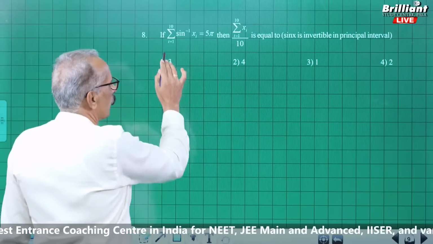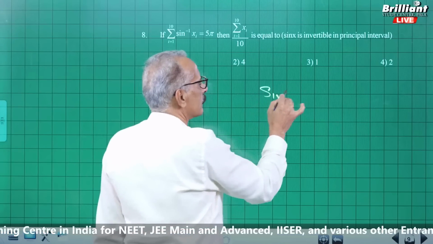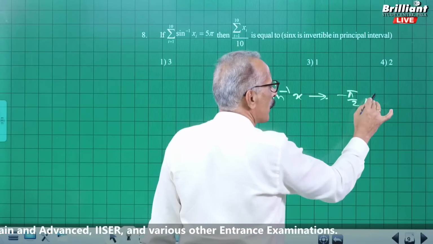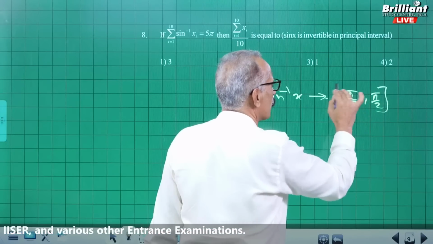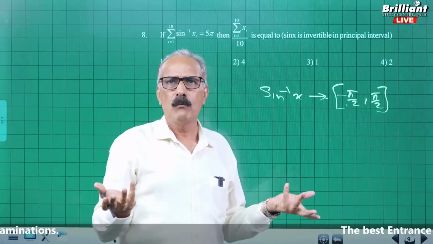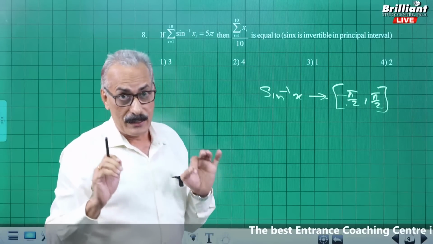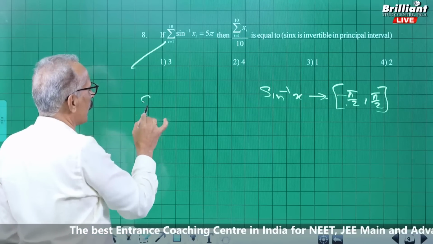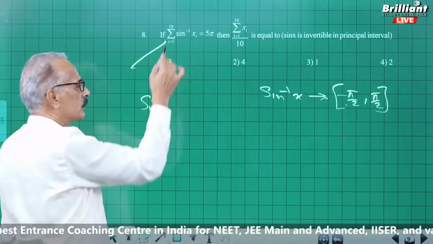Well, so what is sine inverse x? Sine inverse x will always lie between minus pi by 2 and plus pi by 2. So what is the maximum value of sine inverse x? Pi by 2. What's the minimum value of sine inverse x? That is minus pi by 2. Well, what are we given? We are given the sum of sine inverse.